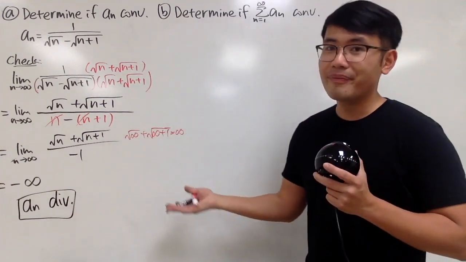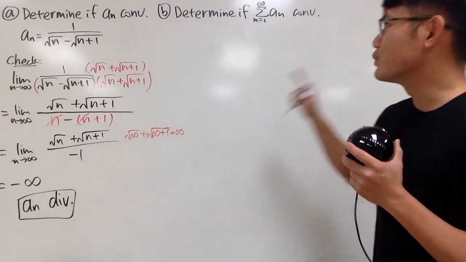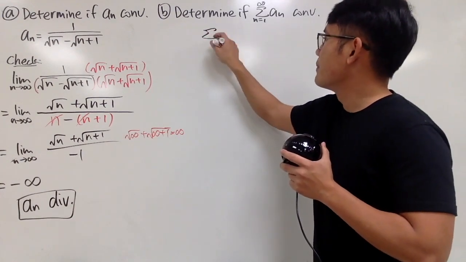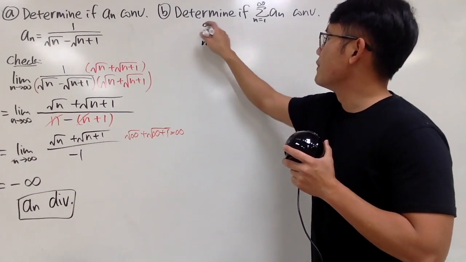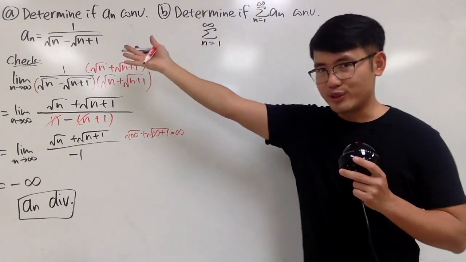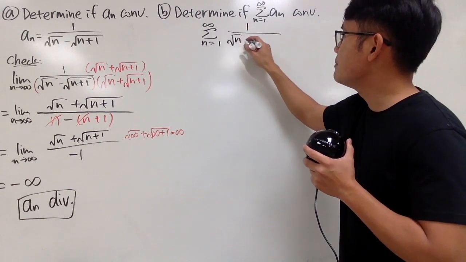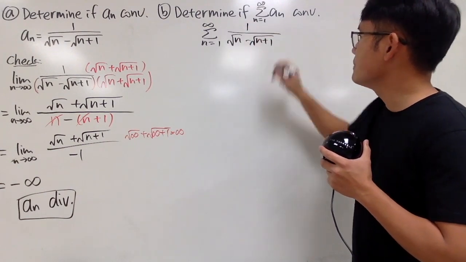So that's it. And this is so nice because we can come here. And I'll tell you, if we are doing the sum as n goes from 1 to infinity of an, which is just that, so the look will be 1 over square root of n minus square root of n plus 1.